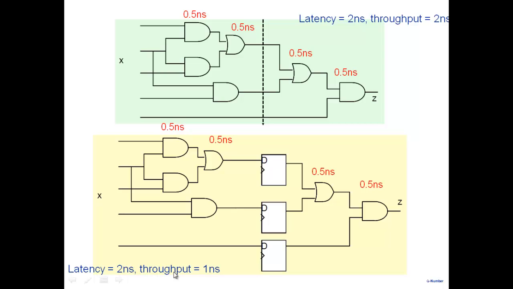I have a much higher clock rate. Throughput means that at every 1 nanosecond I can read my new input. Okay, so throughput is 1 nanosecond. Latency is still 2 nanoseconds. So there are two kinds of delays that we keep on talking about: how much is the latency in my system, and what is the throughput of my system?